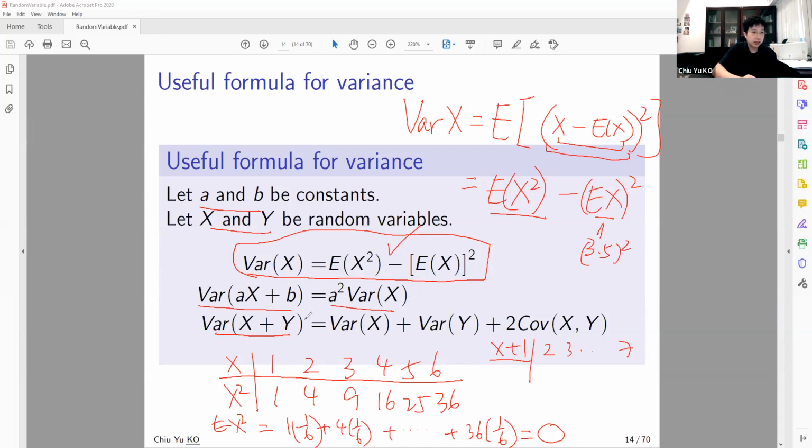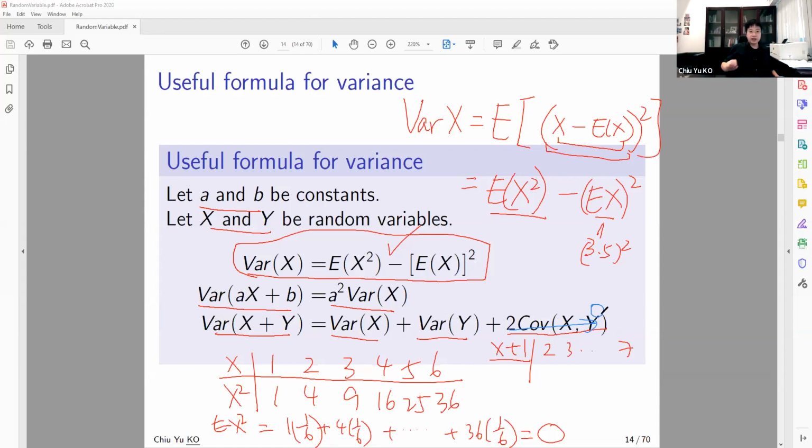Next is something interesting: the variance of x plus y. You can prove it, but we don't do it here at the moment. It will be the variance of x plus the variance of y plus 2 times the covariance of x and y. So if x and y are independent, that's very key, listen carefully, the covariance is 0. So the variance of x plus y will be the sum of their own variances if they're independent. But if not, this covariance will matter.